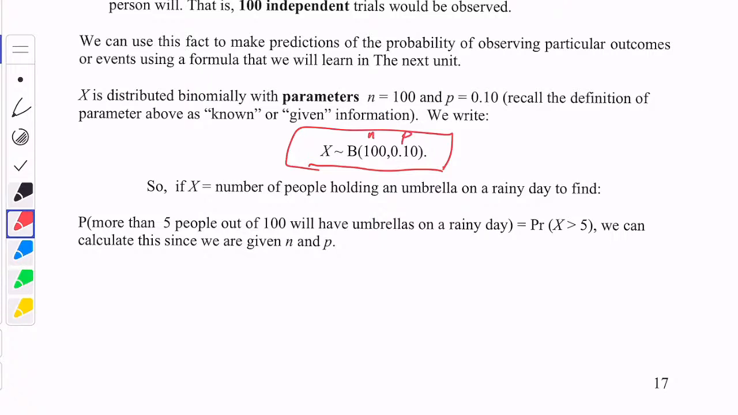Okay. Now I never answered the initial question. The question is: find the probability that more than 5 people are holding an umbrella. We're going to talk about that in Unit 5. All I want you to be able to do now is to determine whether you have a binomial distribution or not, given a problem, setting, or scenario.